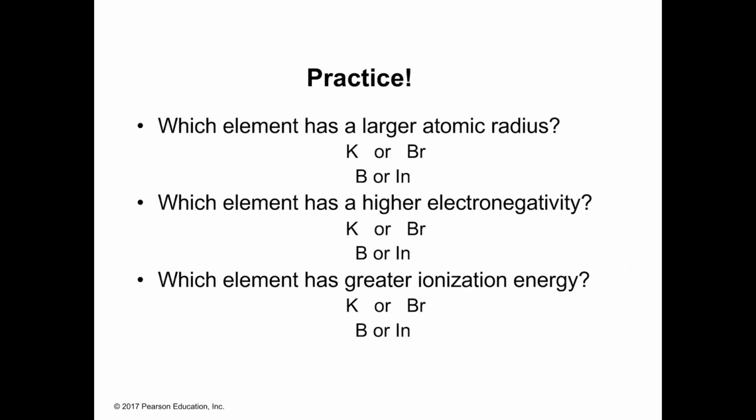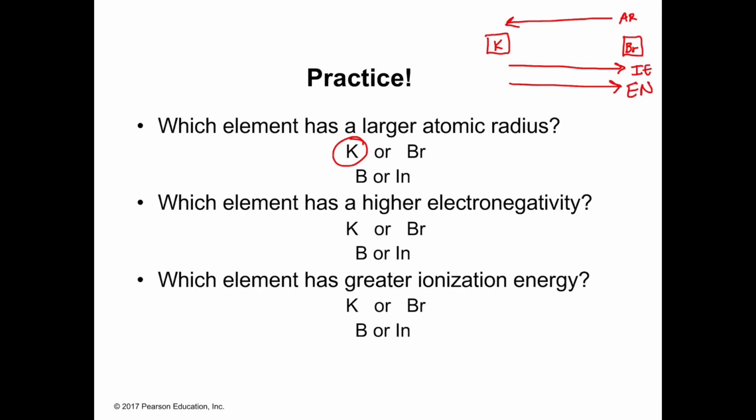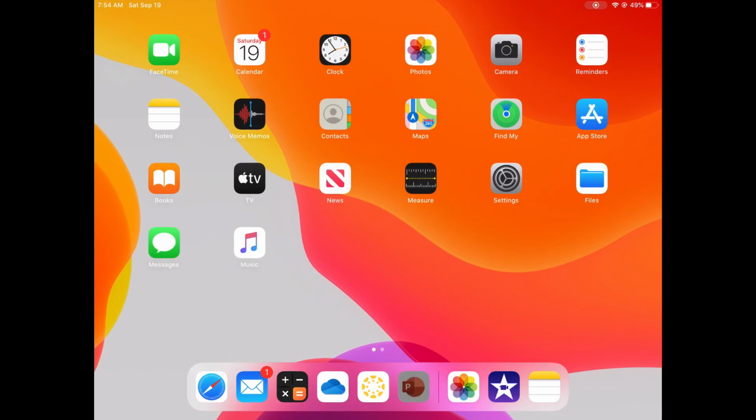Okay, so if we look at potassium versus bromine, potassium and bromine are in the same period. So we have potassium on the left and bromine on the right. If we think about our trends, when we're looking at atomic radius, remember atomic radius gets bigger going this way, going to the left. So that means that potassium has a larger atomic radius. If we think about ionization energy, that's going to increase going to the right, and so will electronegativity. So that means that bromine has a higher electronegativity and a higher ionization energy, because remember, they have similar trends.